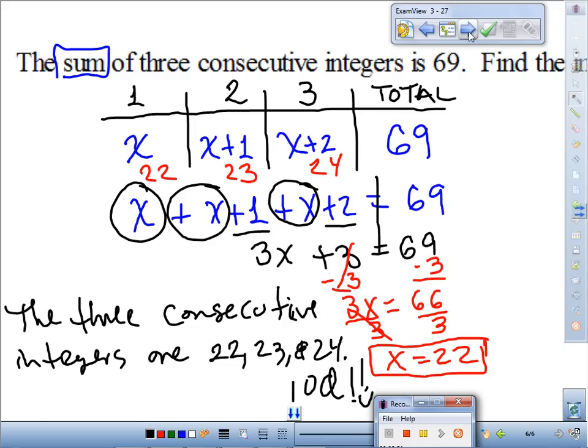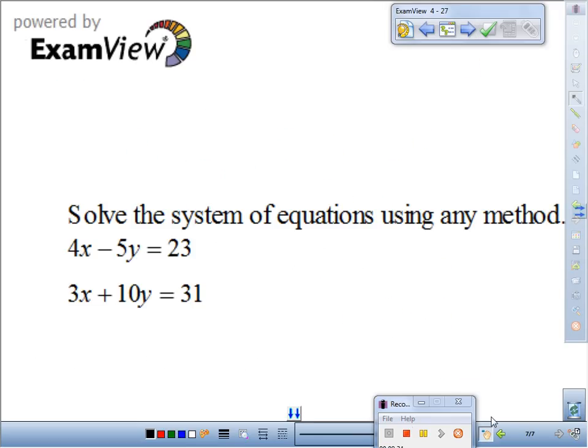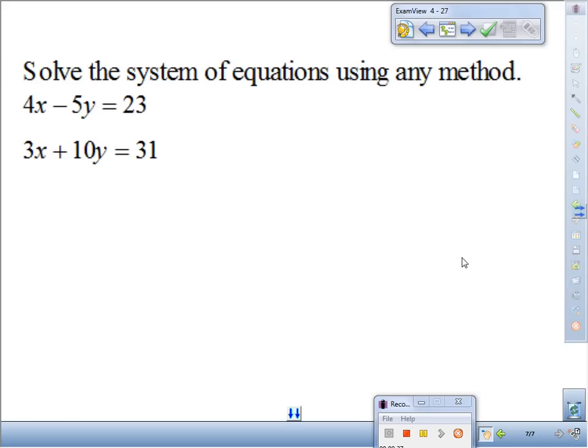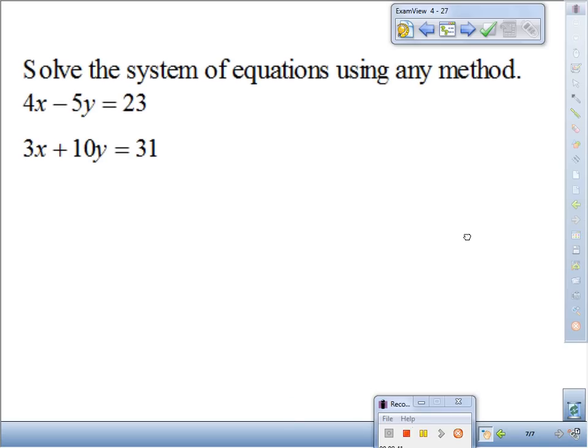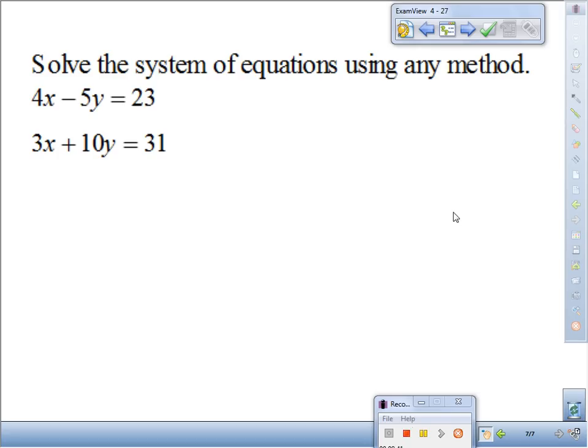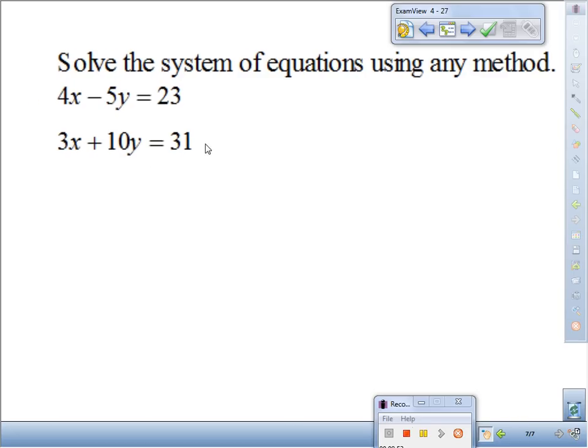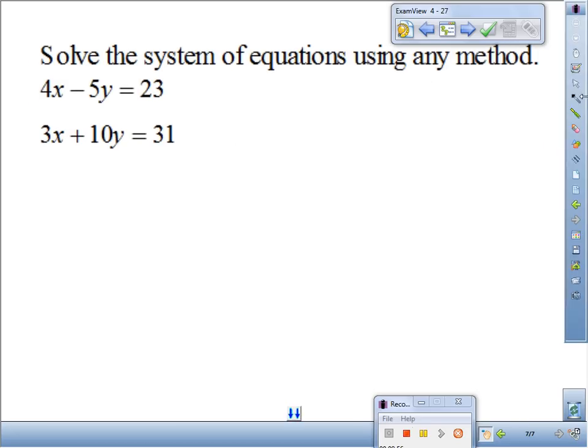Let's continue. Example number 4. It says, solve a system of equations using any method. Focus, please. It says any method. Looking at it, both of them are already in standard form, which tells me I can use elimination. However, in order to eliminate one of the variables, they need to be the opposite coefficients, right? If I want to eliminate the y's, what would this one need to be? Negative 10, because this one is 10, right?